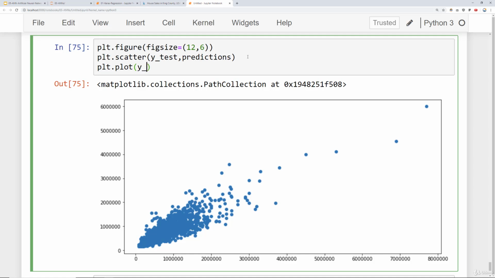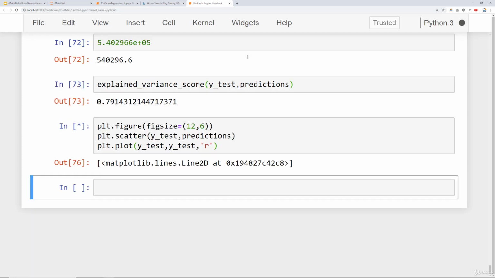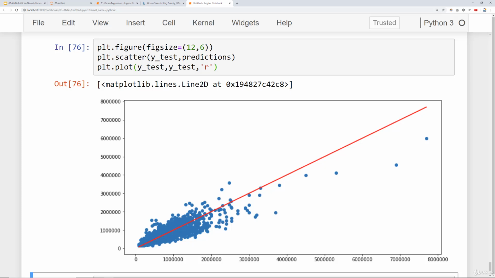and I'm just going to plot y-test against y-test, and I'll just say this is a red line by saying 'r', and now this red line represents the best, or basically the perfect prediction line.